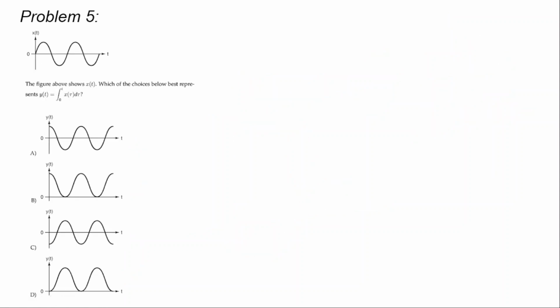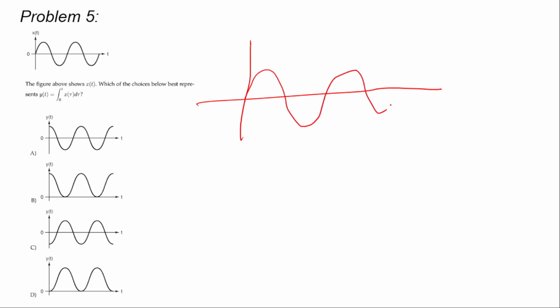Now let's see problem 5. Now our curve is like this. Okay, so now we need to calculate the integral of x of tau d tau from 0 to t. So if we take t equals to 0, the area will be 0. Okay, now as we move forward, this area will start increasing.